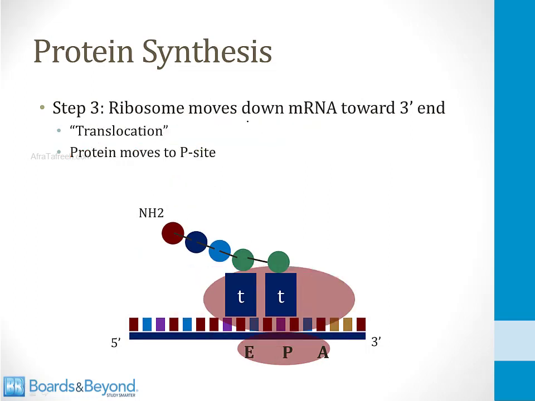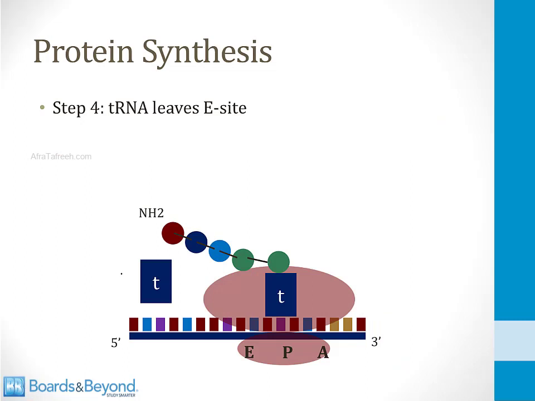Step 3 is for the ribosome to move down the mRNA towards the 3' end. This is called translocation. When this occurs, the protein is now moved to the P site and the A site is empty, and a piece of tRNA is now sitting in the E site ready to exit. And then step 4 is for the tRNA molecule in the E site to exit, and now we're ready for another tRNA molecule to come into the A site and bring in another amino acid.